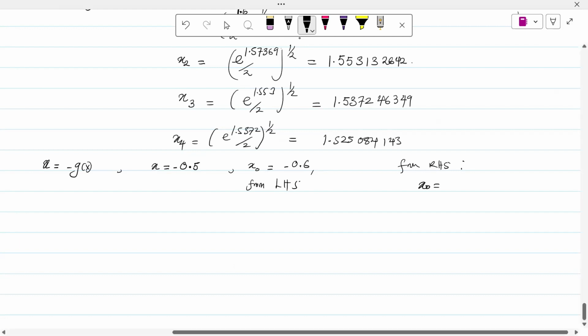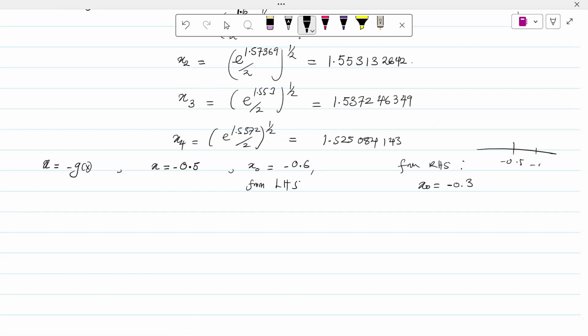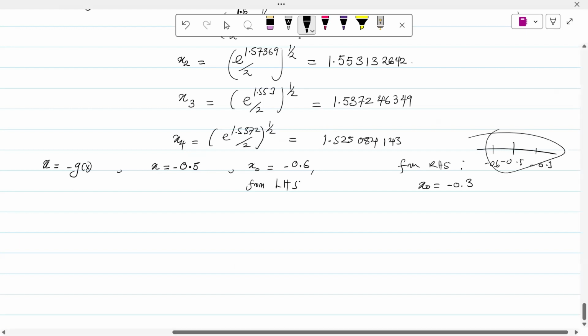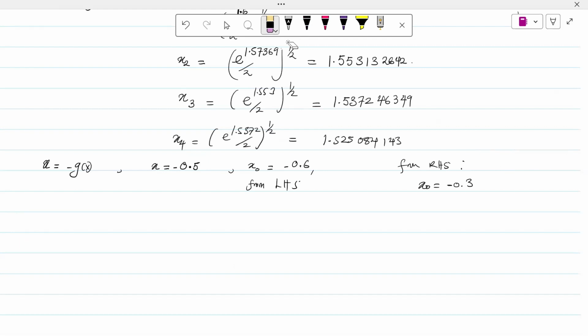What should be the x naught? Negative 0.4, 0.3. Okay, let's say negative 0.3, isn't it? Remember that negative 0.5 is somewhere here in between. So from here, say negative 0.3. Here it's negative 0.6. You guys have chosen negative 0.6. So we see if we are converging to negative 0.5 in both cases. Okay, so let's check.